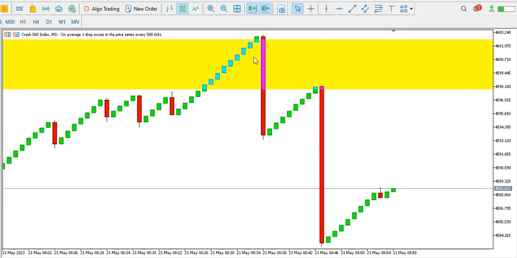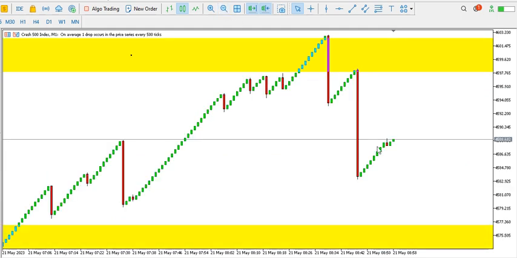And finally, on the 1 minute time frame, we can see that price is ranging. So we might want to wait for a range breakout before we enter our trade.